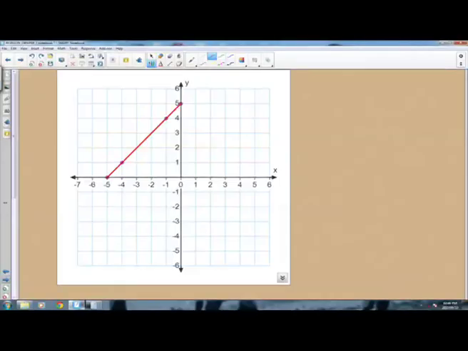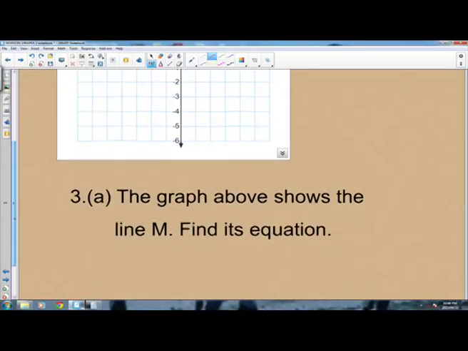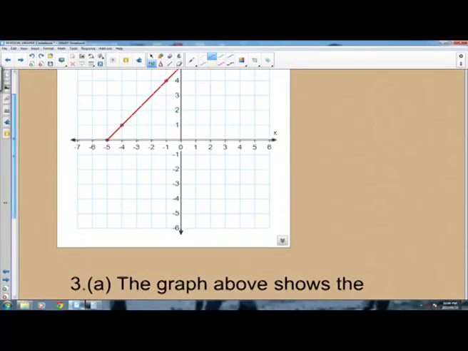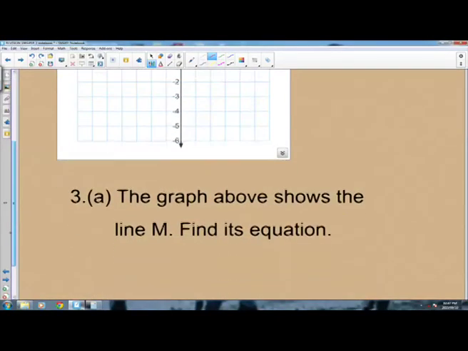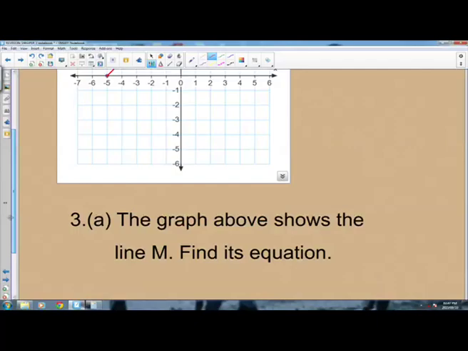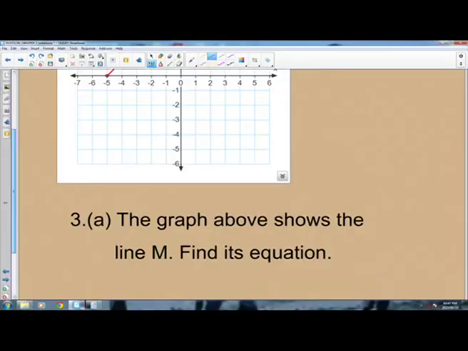And then the next question says, the graph above shows line M. Find its equation. So this is the line that we are having. This is the line M. And then you are expected to find its equation. How do you find the equation of a line? You just need to pick 2 points along that line.